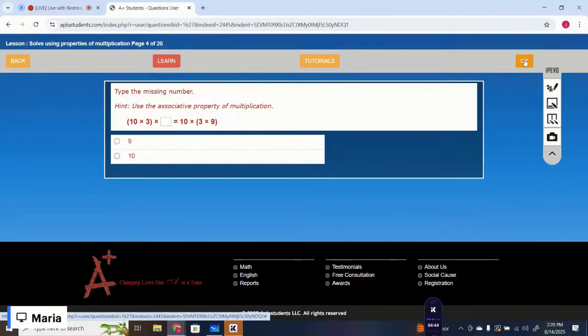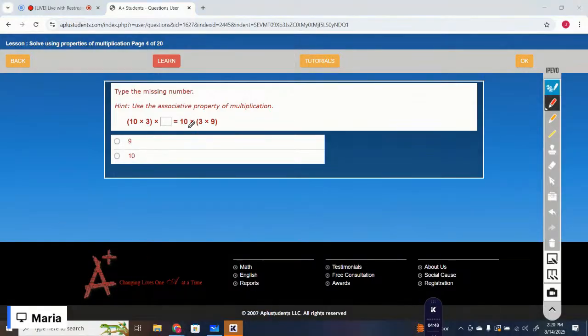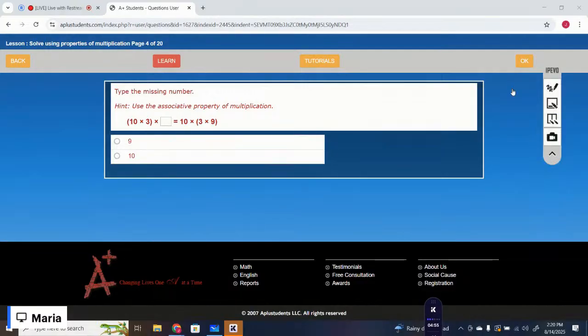Type the missing number. That is 10 times 3 times the missing number equals 10 times 3 times 9. So 10 times 3 times 9. Option number 1 is the correct option. The missing number is 9.